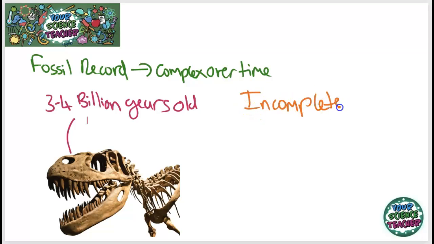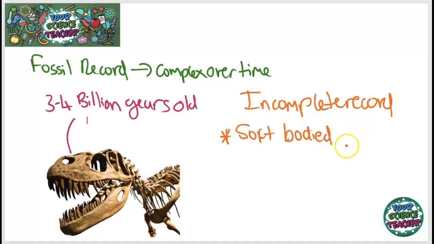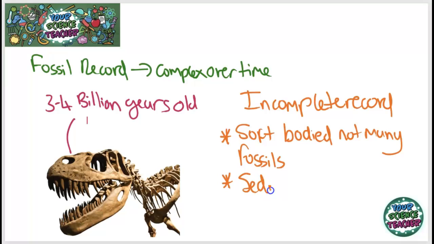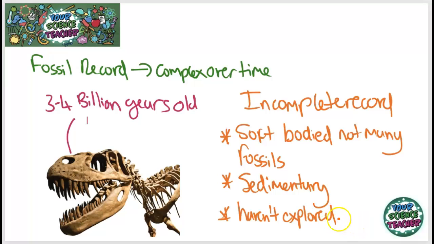This is because fossils only form in certain conditions. One reason we have an incomplete record is that the earliest organisms on Earth were soft-bodied, and soft-bodied organisms don't leave behind very many fossils. Also, fossils only form in sedimentary rocks, and if they are subject to high pressures or temperatures, as in metamorphic or igneous rocks, the fossil will simply be burnt away. And also, we haven't explored everywhere. There could be many more thousands of fossils still to find.